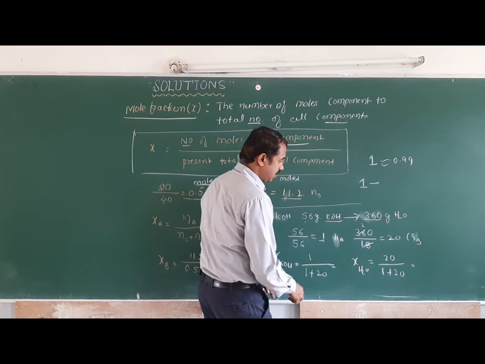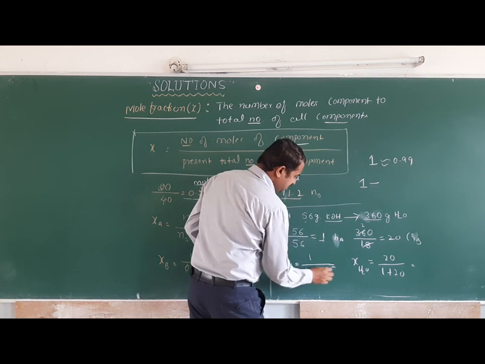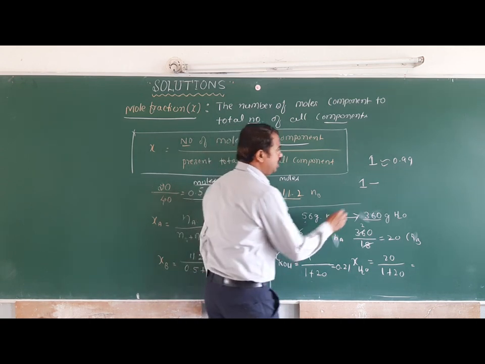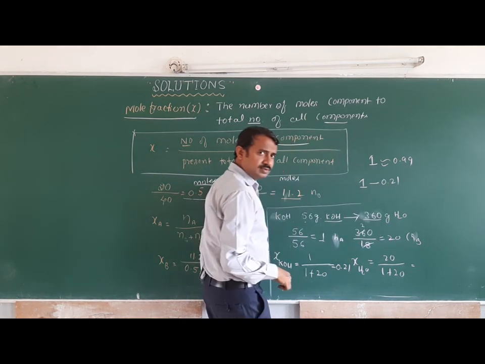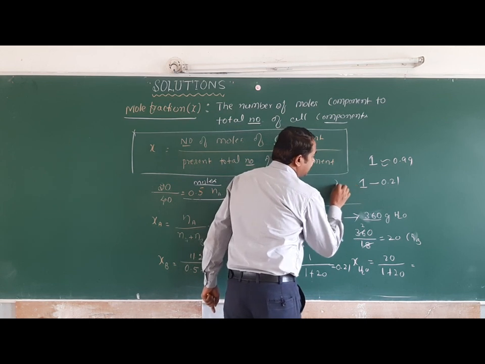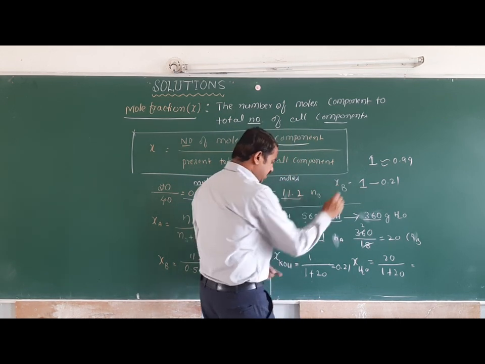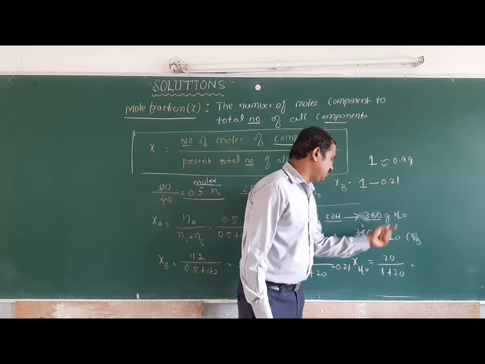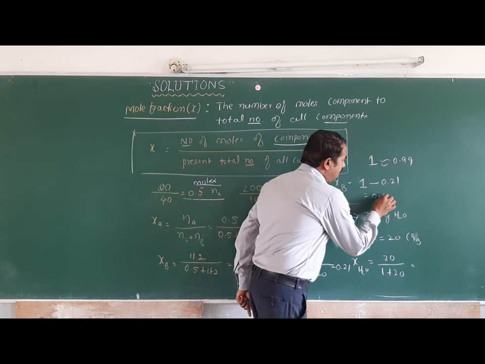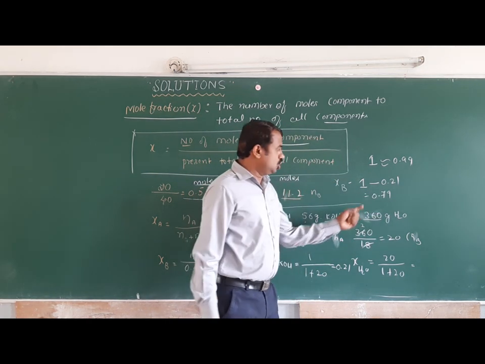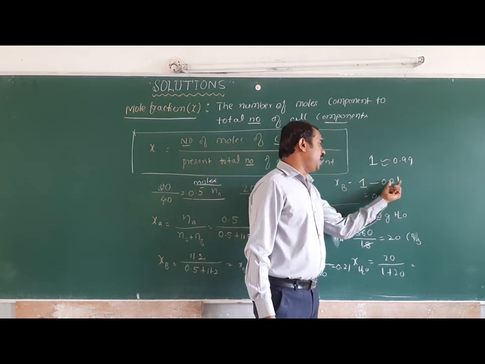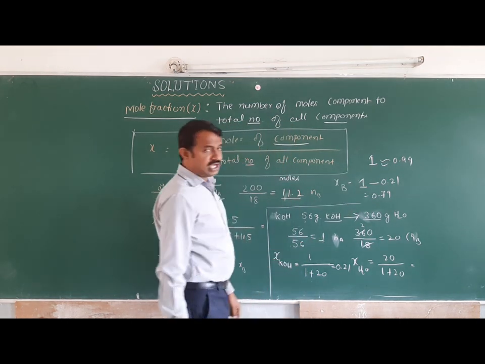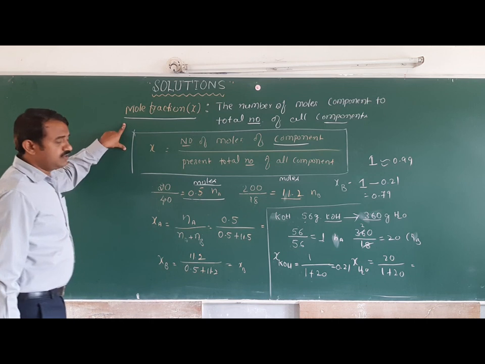1 divided by 21 means here 0.21 will come. So XB value, already we have the A value, 1 minus 0.21 gives you the value 0.79. 0.79 and 0.21, the sum should be 1. That is how you can calculate the mole fraction. This is the concept of mole fraction.